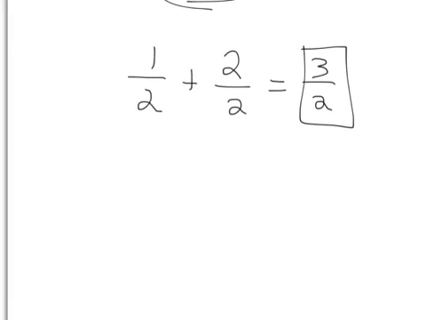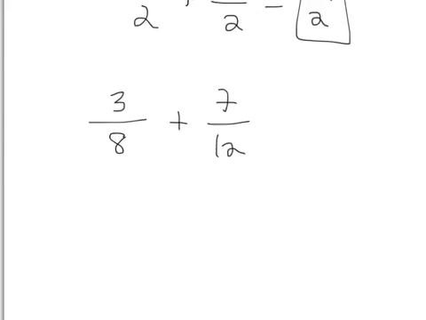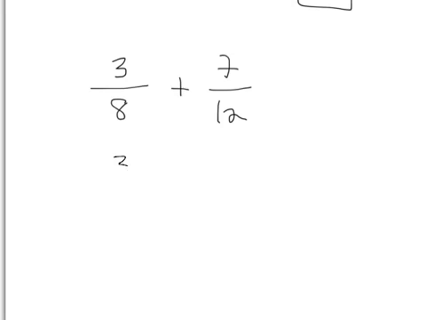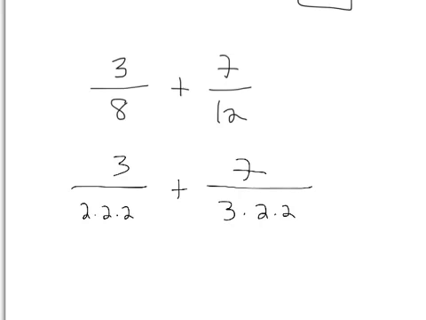Now what if we had something like 3/8 plus 7/12? Clearly we don't have a common denominator here, so we have to make one. A lot of people think of just multiplying the denominators, but let's prove how we can find a common denominator the easiest and most efficient way. The way to do that is by listing the factors of the denominators. We're going to list all of the prime factors here.